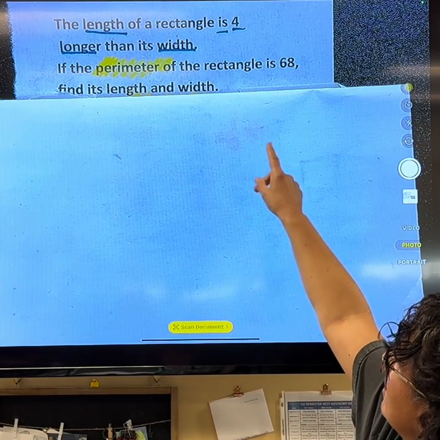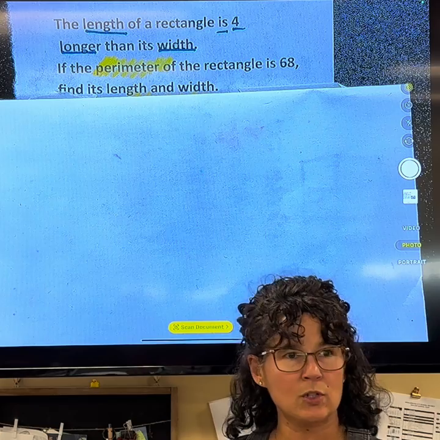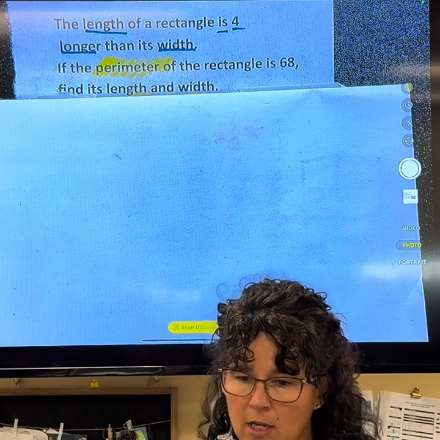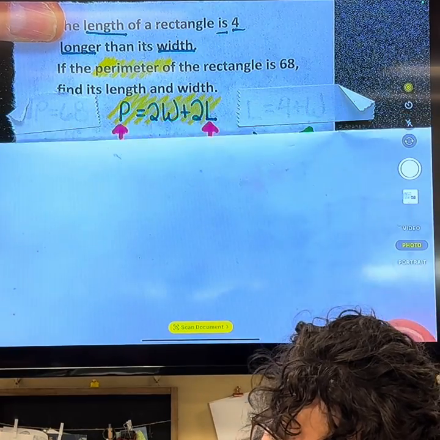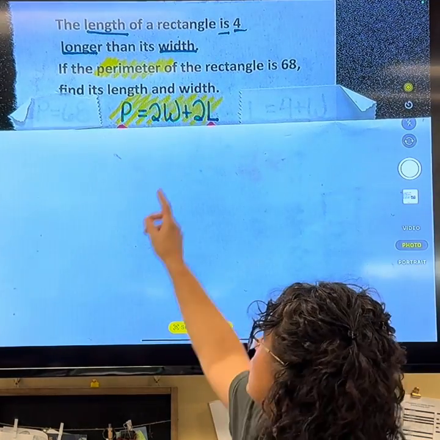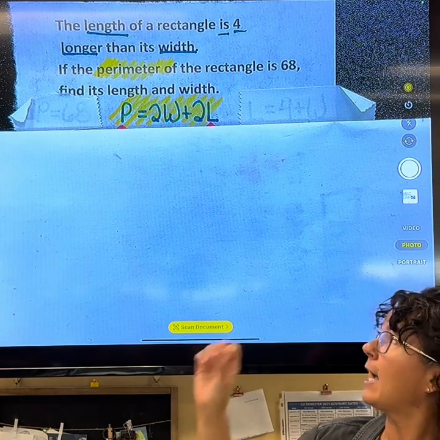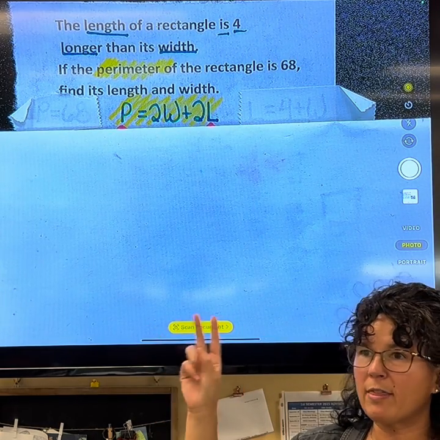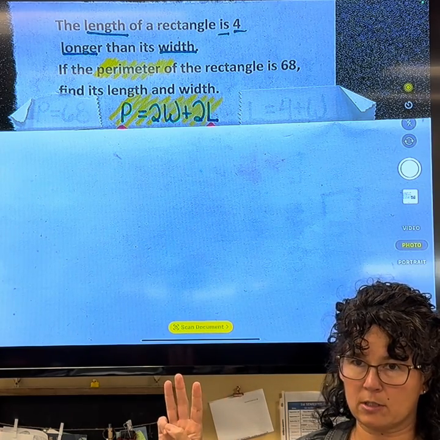In this story problem, one of the things I read is we have a perimeter of a rectangle. So as soon as I see perimeter of a rectangle, I want to jot down the basic formula for perimeter of a rectangle, which is perimeter equals 2 widths plus 2 lengths. I have 3 variables: perimeter, width, and length. So that means I need 3 equations.